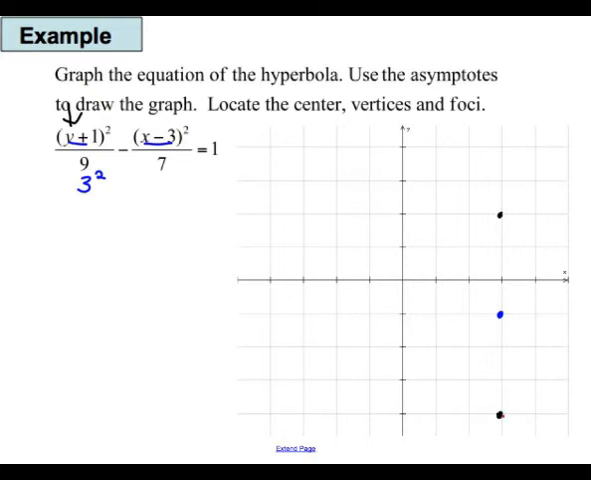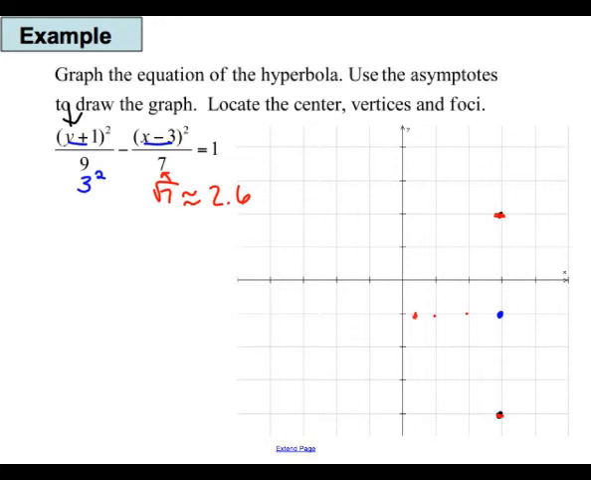Okay? So my box I know is going to be this tall. It's going to go from here to here. But how wide it is depends on the second value, 7. So the square root of 7 is approximately 2.6. So that means that I'm going to go left and right 2.6 to figure out how wide the box is.